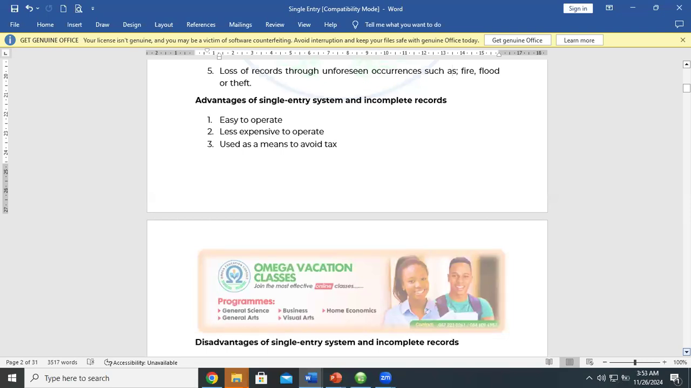Advantages of single entry system and incomplete records. 1. Is easy to operate. 2. Less expensive to operate. 3. Used as a means to avoid tax.